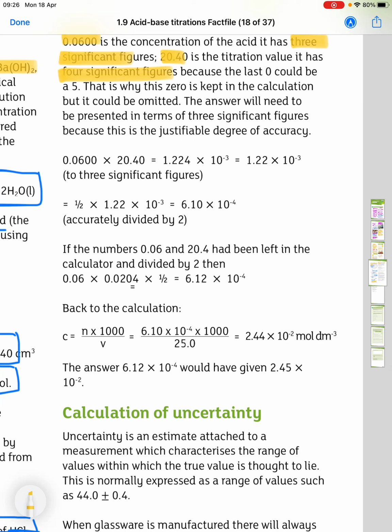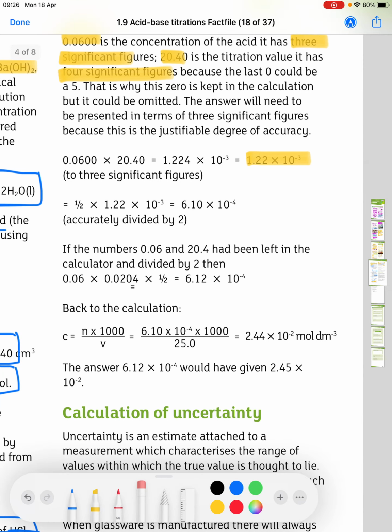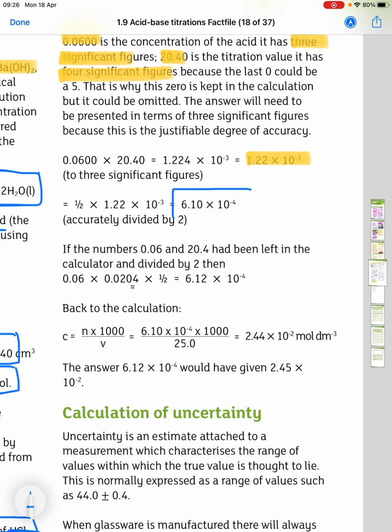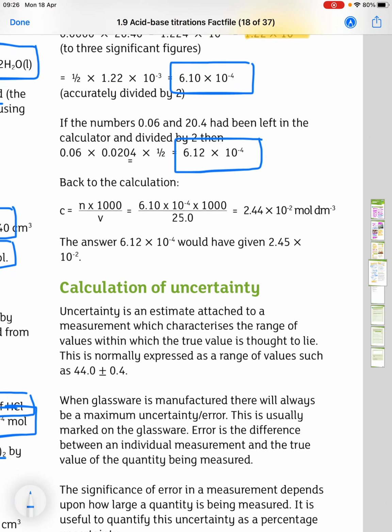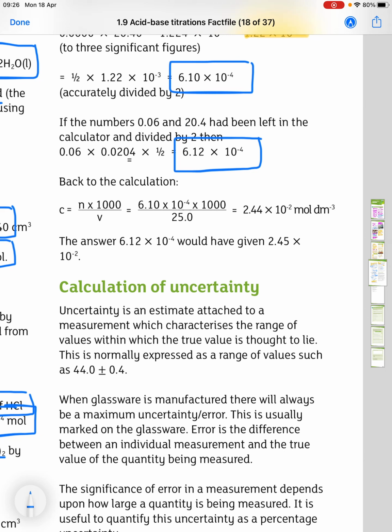0.0600 times 20.40 is 1.224 times 10 to the power of minus 3, which to 3 significant figures is 1.22 by 10 to the minus 3. Dividing that by 2 or multiplying by a half, we get 6.1 by 10 to the minus 4. So if the numbers 0.06 and 20.4 have been left in the calculator and divided by 2, then we would get a slightly different answer, which would be 6.12 by 10 to the minus 4.